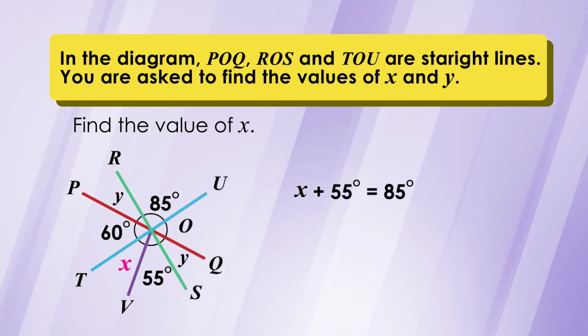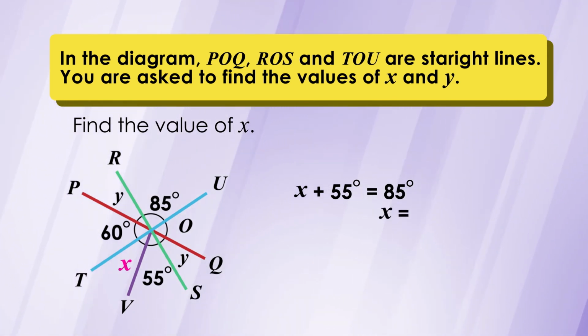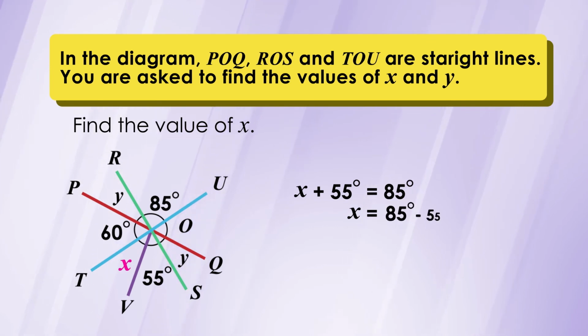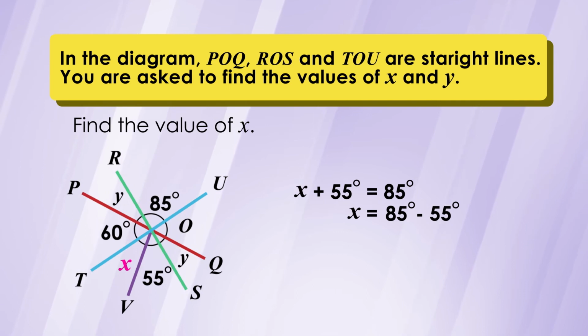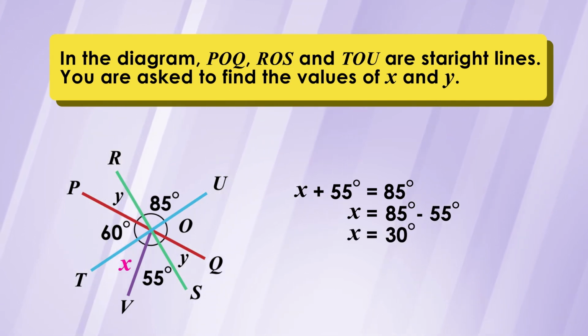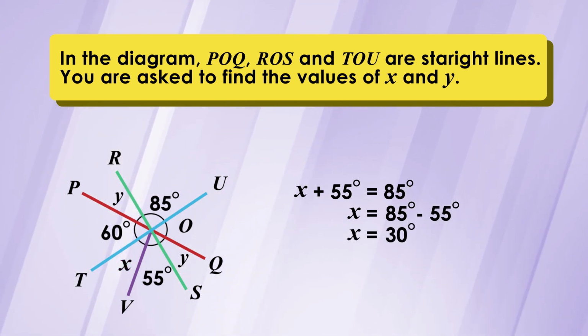We need to solve the equation to get the value of x. X equals 85 degrees minus 55 degrees. So the value of x is 30 degrees. Next, we need to find the value of y.